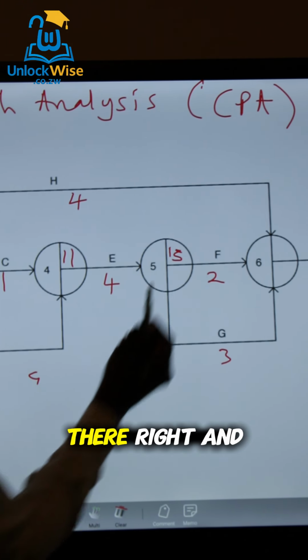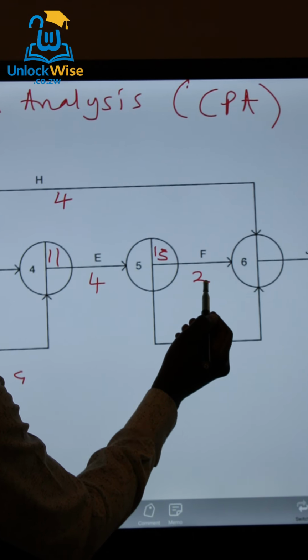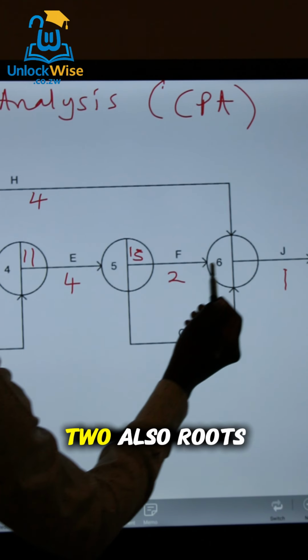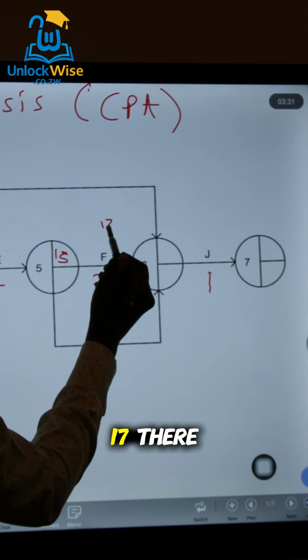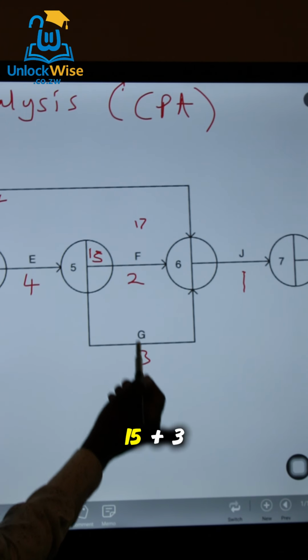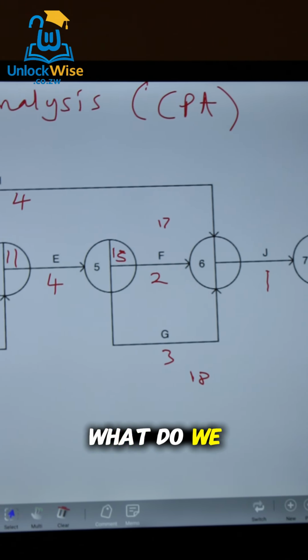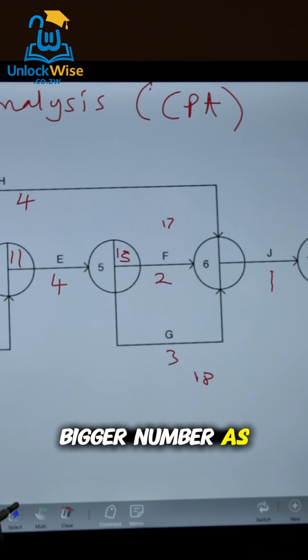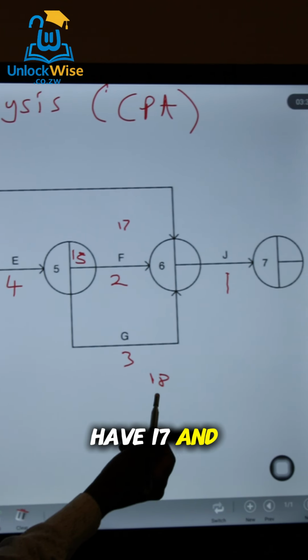That's our 15 there, right? And then we have 15 plus 2, we have 17. So we have two routes also, this route and this route. So we actually have 17 there, and here we have what? 15 plus 3, we actually have 18 there. So what do we do? We write the bigger number as well. So we're not going to write 17 there, we're going to write 18 because we have 17 and 18.